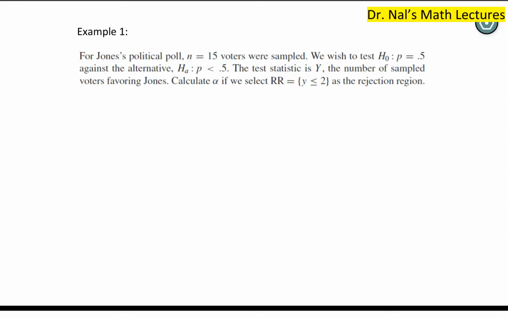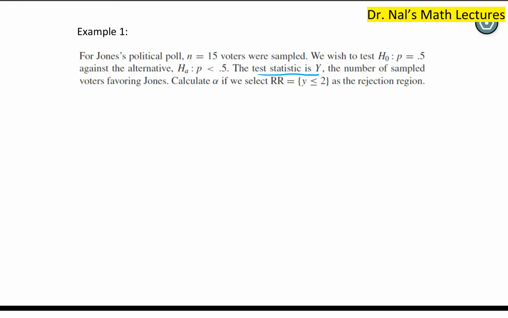So example 1. For John's political poll, n equals 15, so 15 voters were sampled, and we wish to test the null hypothesis that Jones will get at least 50% of the vote against the alternative, which is that he will get less than 50% of the vote. The test statistic is y, the number of people who say that they will be favoring Jones from among those sampled. That's our test statistic. Okay, so we would like to calculate alpha, right?